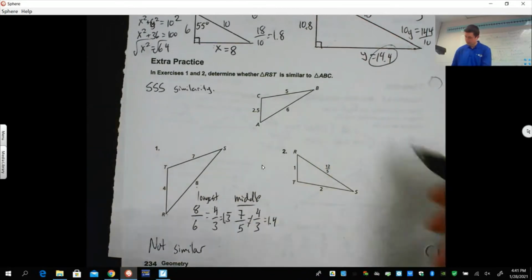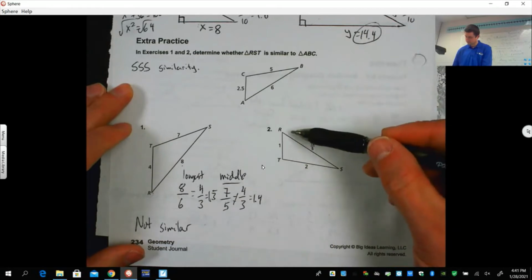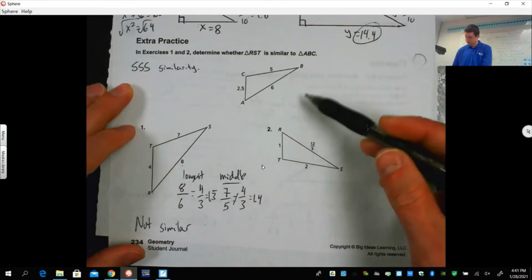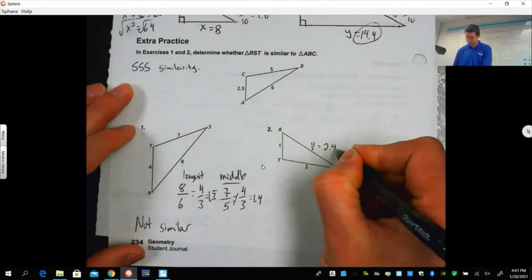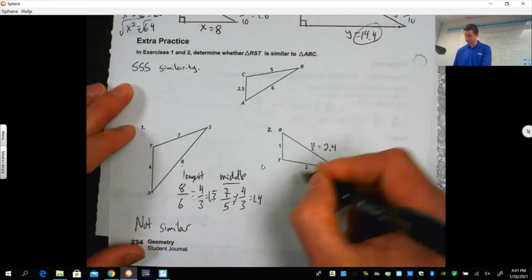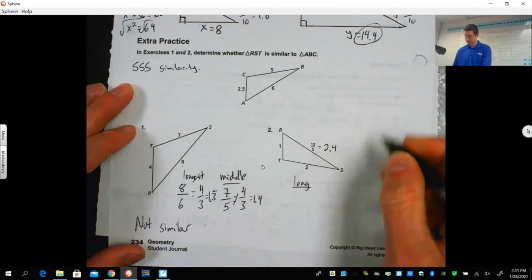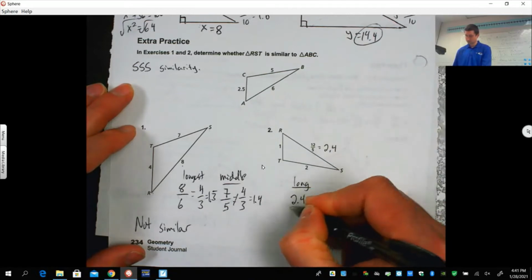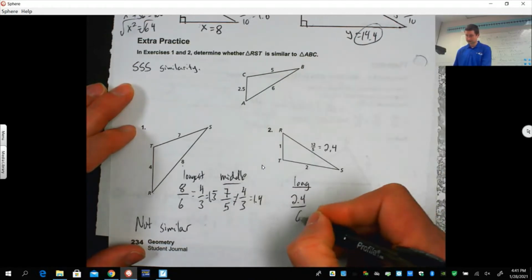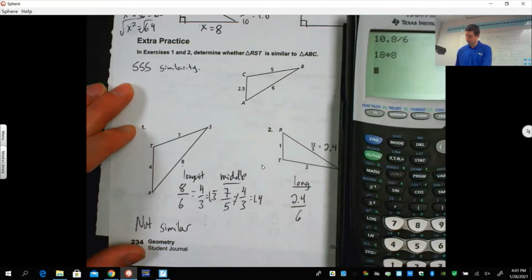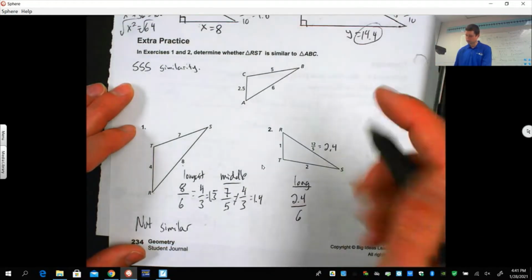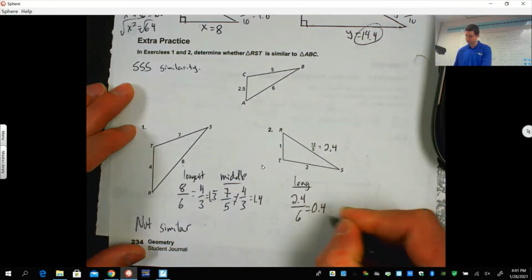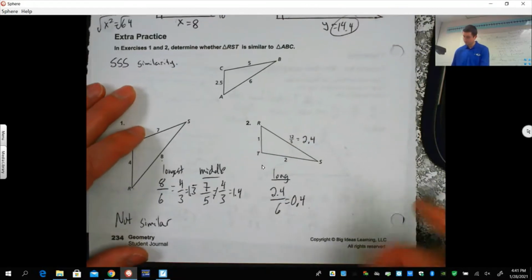Okay, let's check this one. RST, so our longest side, we've got 12/5, that is 2.4. So that's my longest side. So I'm going to check my longest side, 2.4 over their longest side, 6. You get weird decimals like that; you can always just use fractions. 2.4 divided by 6 is 0.4. So we'll just check our decimals, see if these are all 0.4.